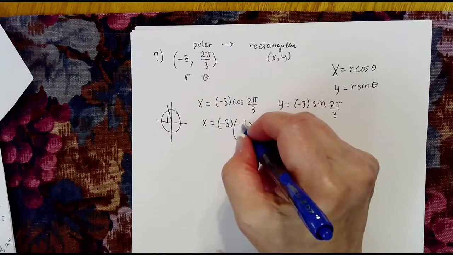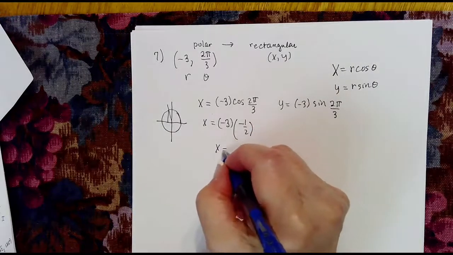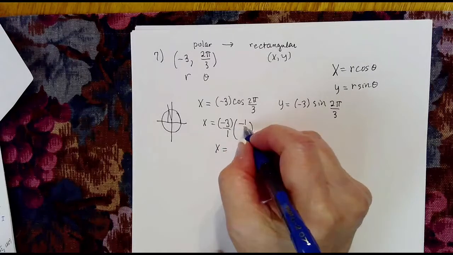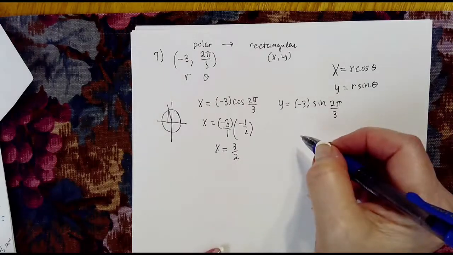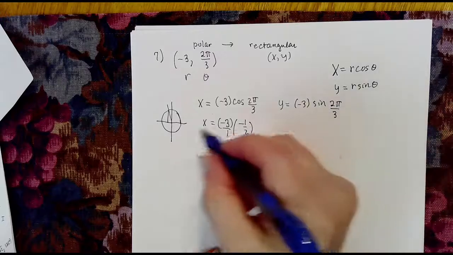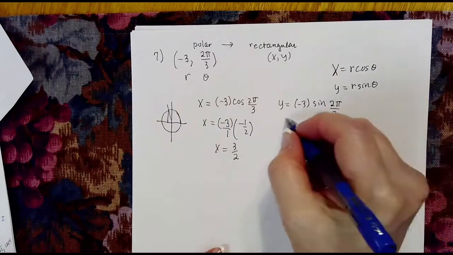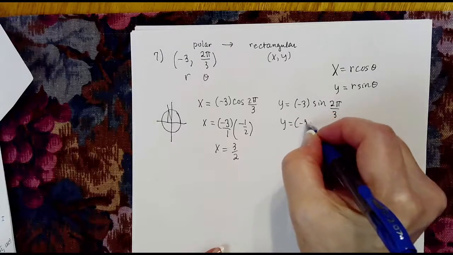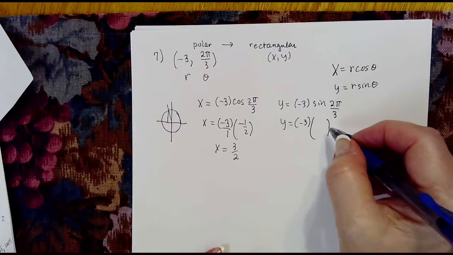So negative times negative is going to make this be positive. So we get x equals, put this over 1, multiply across, I get 3 over 2. So there's my x. To do my y, sine 2 pi over 3, sine is going upwards, so it's positive. So we're going to get a positive, so I have y equals negative 3 times a positive what? Square root of 3 over 2.